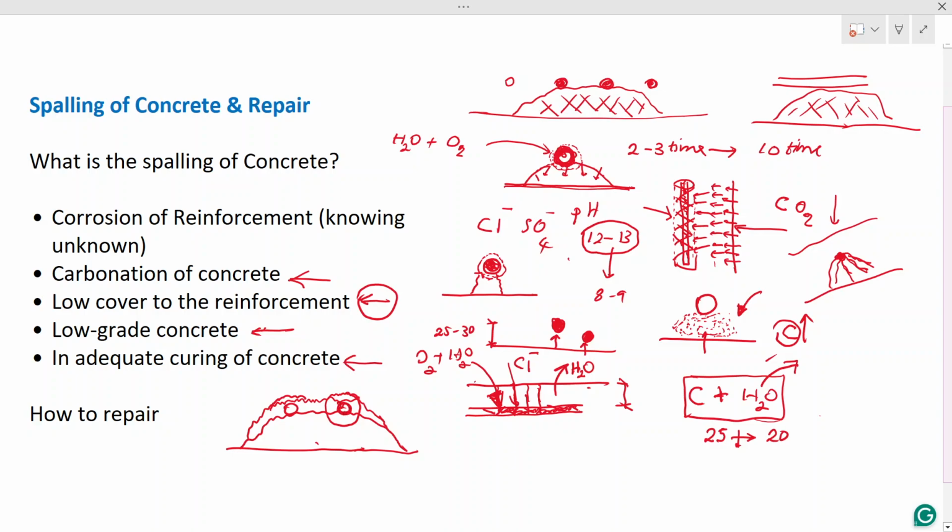Your reinforcement might have corroded significantly, or it might have corroded only up to a certain extent. Depending on the level of the corrosion, you have to decide whether to replace the reinforcement or add reinforcement together. If the reinforcement is extensively corroded, you might remove this reinforcement and add additional reinforcement or a new reinforcement bar.